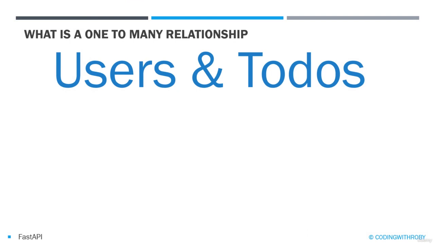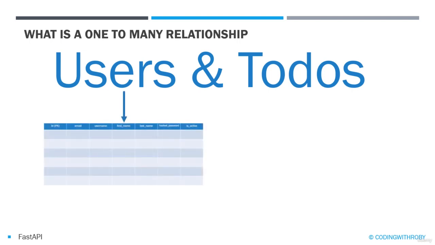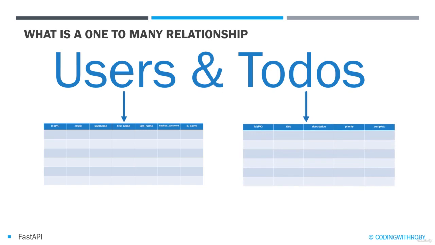To just take a step back, I want to show you that there are two separate tables going on here within our database. One of the tables is dealing with users, which includes having an ID as a primary key, and email, username, first name, last name, hashed password, and is active. The other table is the to-dos, which includes an ID, primary key, a title, description, priority, and complete.